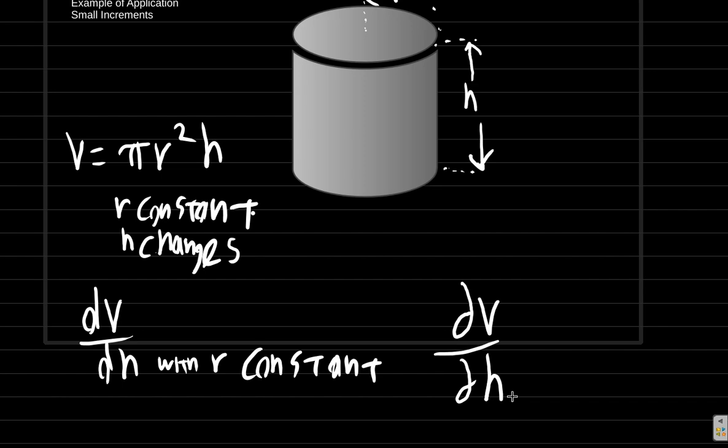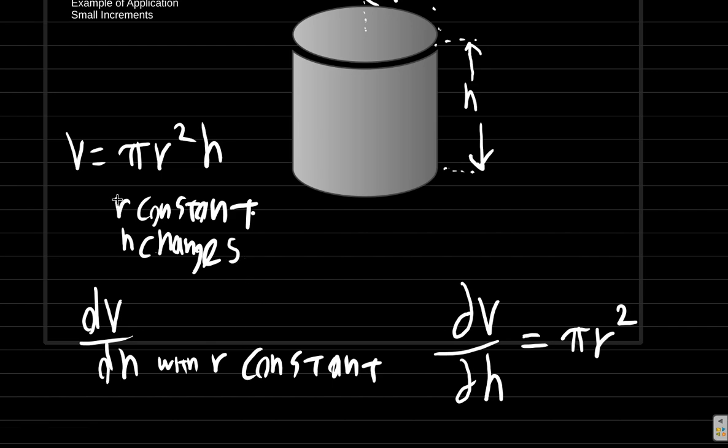So, delta V by delta h, of course, it would be pi r squared. Alright? Because pi is constant, of course, but r is also constant, and therefore r squared would have to be constant as well. You see that?